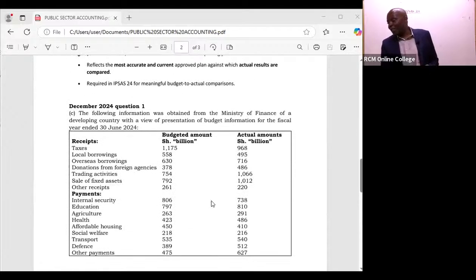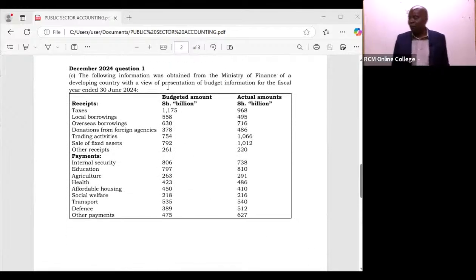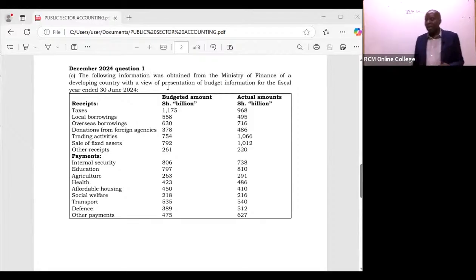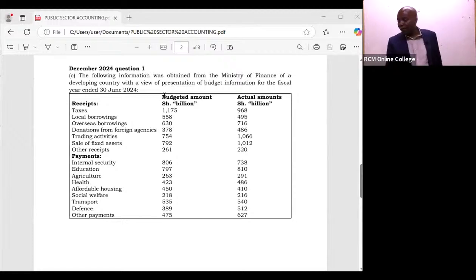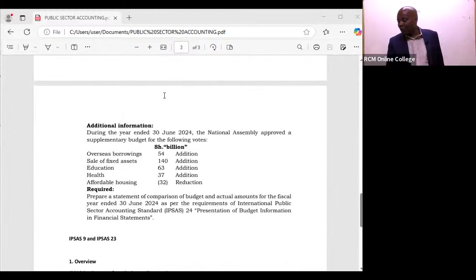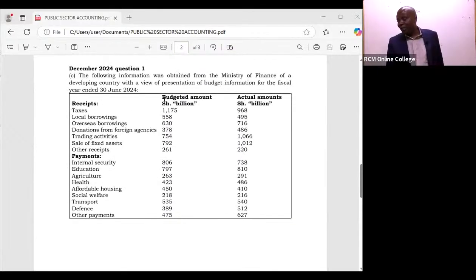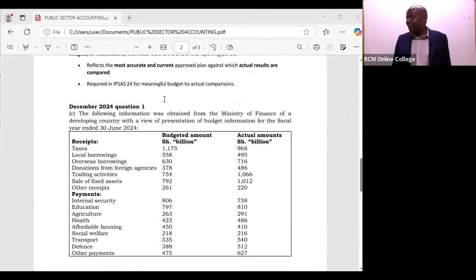Then they gave us this question in December 2024, question number 1. Wanted us to do something very easy. I'm telling you, our paper is the easiest paper.